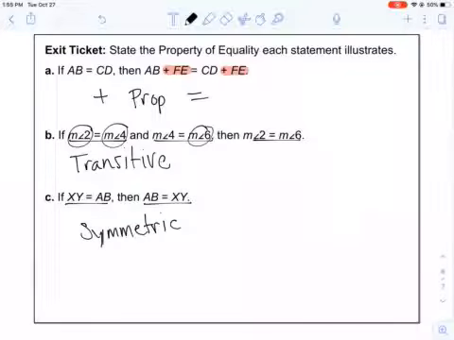So there you go. There are some basic properties that we're going to be using to solve for our proofs.